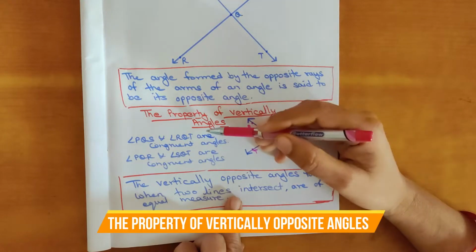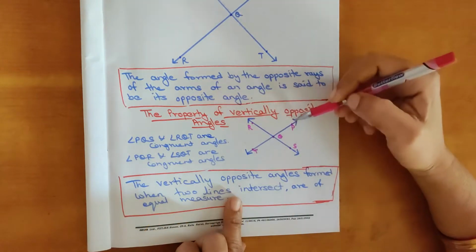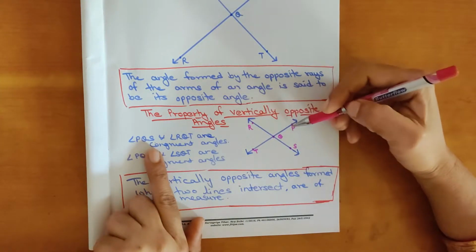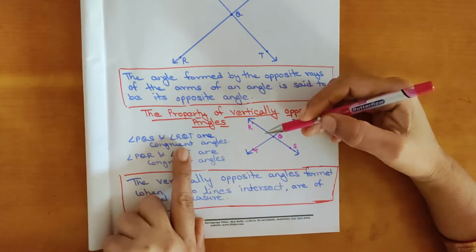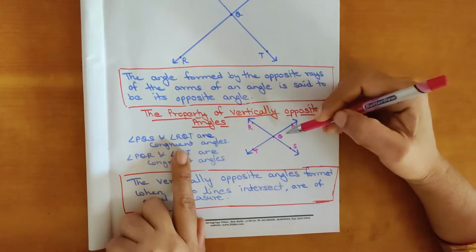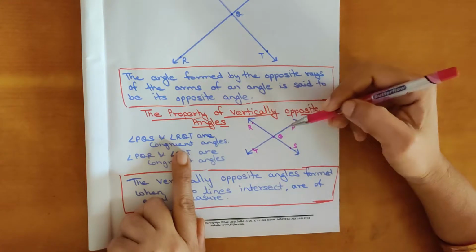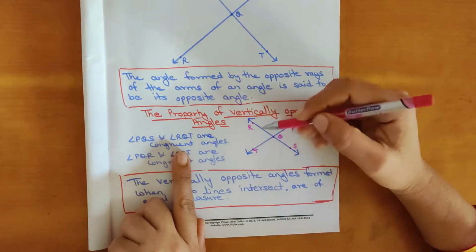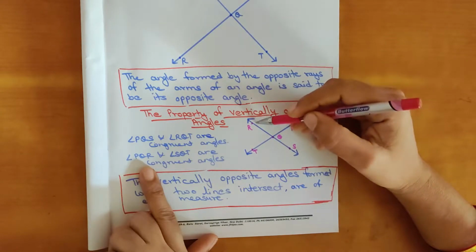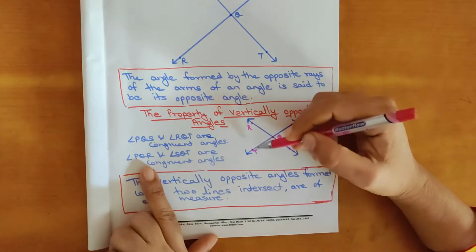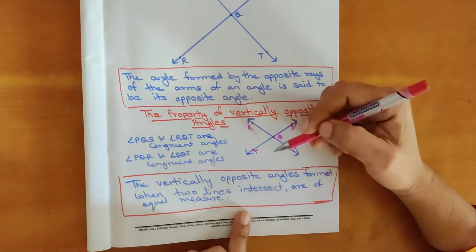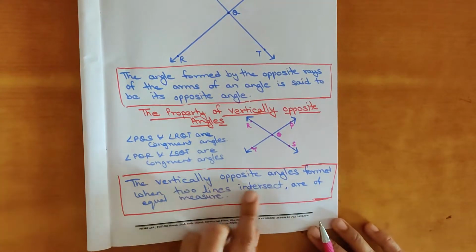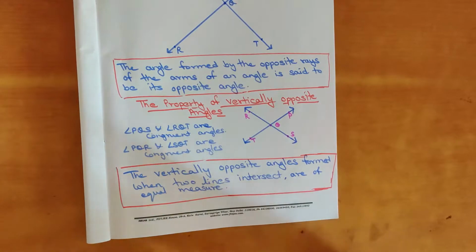The property of vertically opposite angles: if you see, there are two intersecting lines and a common vertex. So angle PQS and angle RQT are congruent. Congruent means same, we have already learned. So angle PQS is congruent to angle RQT and angle PQR is congruent to angle SQT. So these are the vertically opposite angles and they are congruent to each other. So the vertically opposite angles formed when two lines intersect are of equal measure.